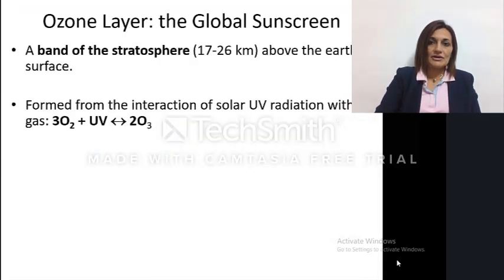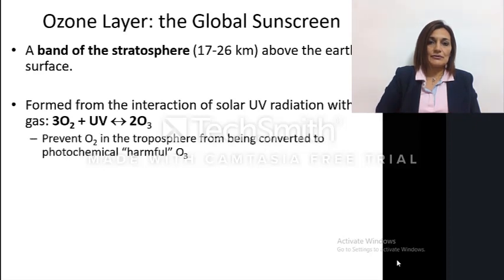The major benefit of the ozone is to block UV radiation. This was mentioned earlier in topic 5. It blocks the UV from penetrating. And we know that UV is harmful because it causes mutation, not only in humans but also in different species, terrestrial and aquatic.